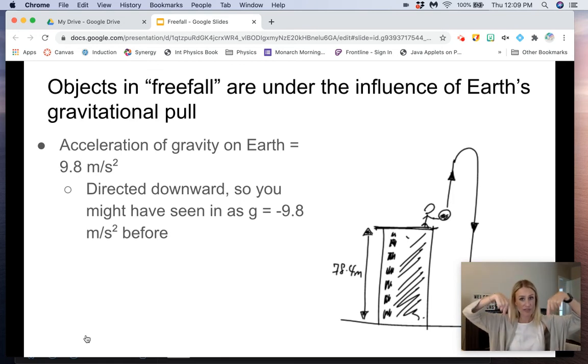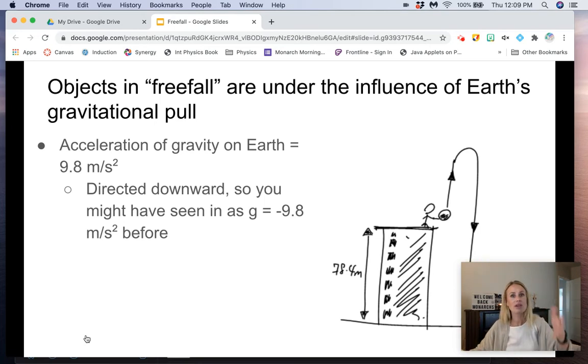So because the force of gravity is down, the acceleration of gravity is also pointed down, because we know from Newton's second law, which you might not know yet, but you probably have heard it before, that force is equal to mass times acceleration. The force is what causes the acceleration, all right? So that negative is just because the acceleration is directed downward.